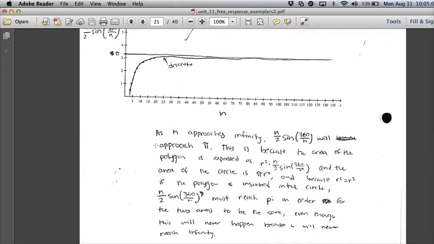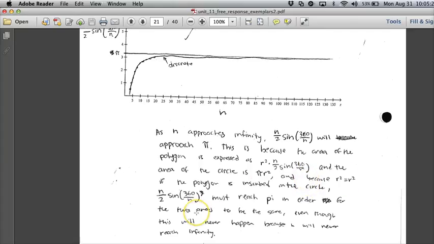Okay, this next student, again, shows the area of the polygon, shows the area of a circle, shows that r squared equals r squared. Therefore, the part that's left is that part that must approach pi as n approaches infinity. So again, just showing that they're able to parse out the structure and then make the limit argument.